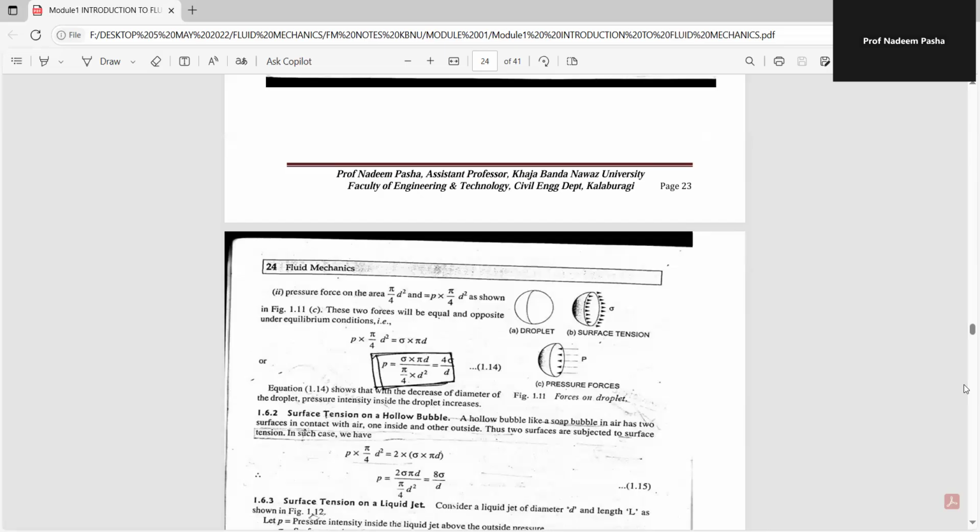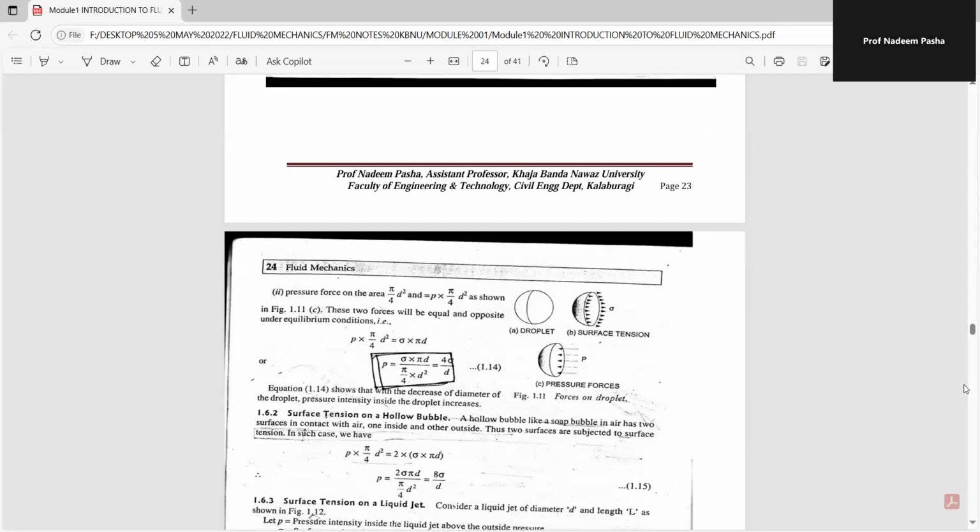Now we will see the second case, in which the surface tension is acting on a hollow bubble. A hollow bubble, like a soap bubble in air, has two surfaces in contact with air, one inside and the other outside. These two surfaces are subjected to surface tension, in which case P into pi by 4 into d square is equal to 2 into sigma pi d.